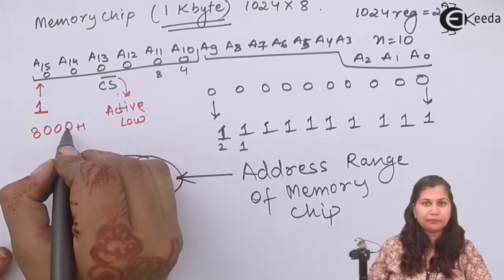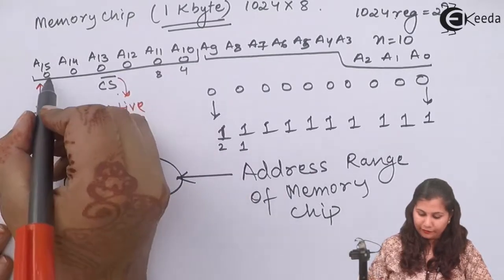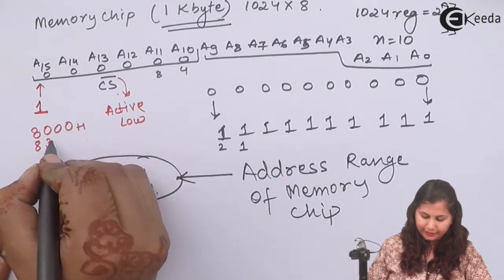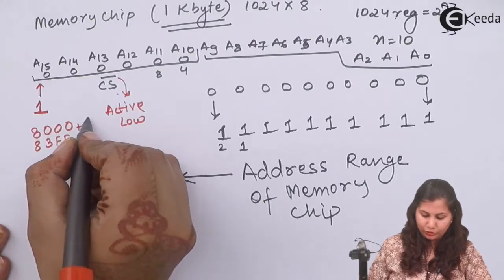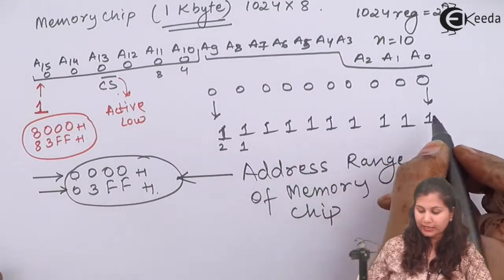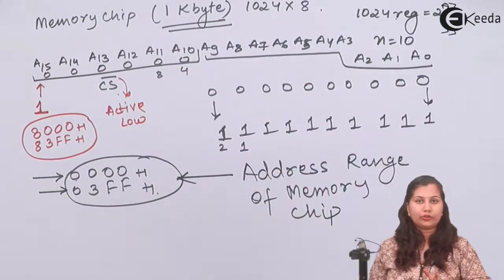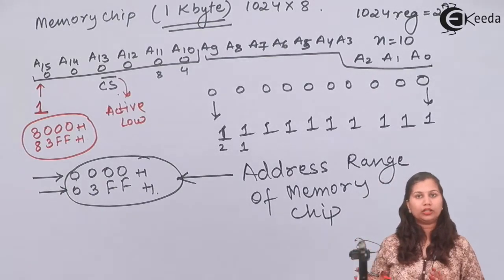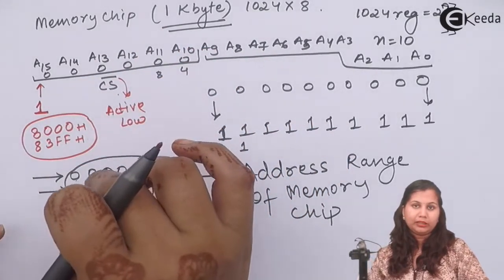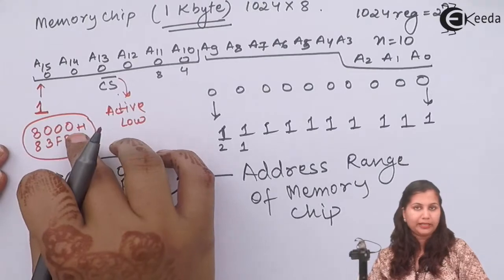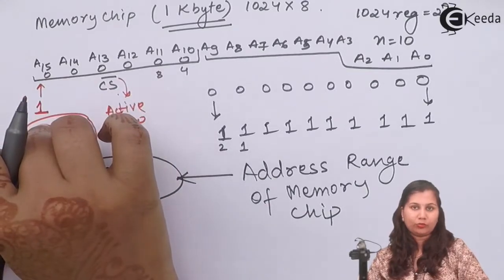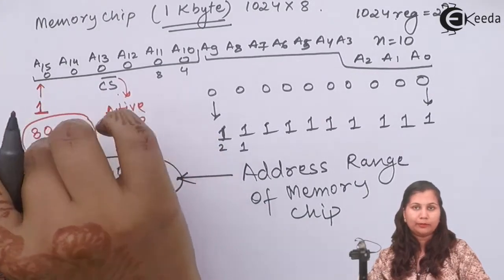So first address will be 8000H, and if we have 1000 and then 0011, so it will be 83FFH. So you can see that the address range is changed whenever you change any of the logic levels at these address lines. So you can change the address range according to the availability, that what you want, that if you want that the memory addresses will start from 8000, then you can change the logic at the address line A15, you can make it 1. So this address range will be used.